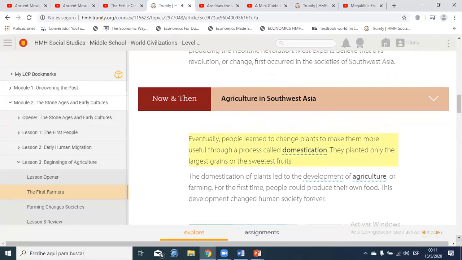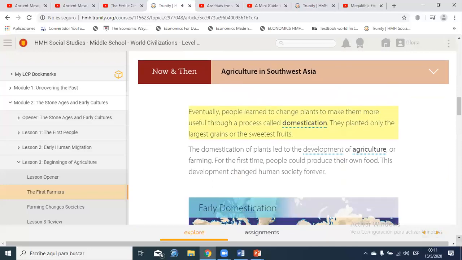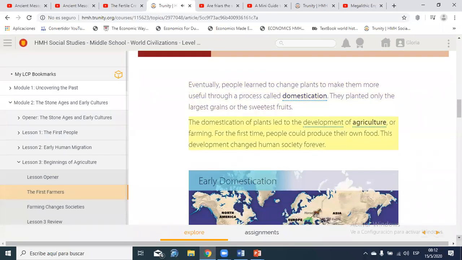Eventually, people learned to change plants to make them more useful through a process called domestication. They planted only the largest grains or the sweetest fruits. The domestication of plants led to the development of agriculture, or farming. For the first time, people could produce their own food. This development changed human society forever. Early domestication.